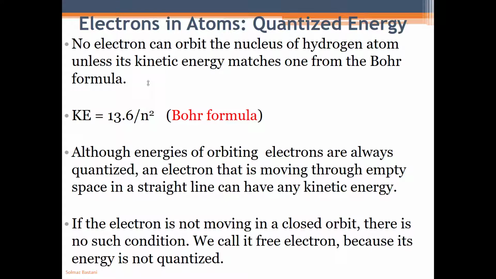So we have two types of electrons. The ones that are bound to move in an orbit around the nucleus, which can only have quantized energy because they have quantized frequency, and the ones that are moving through empty space in a line. Those moving through empty space don't have any restriction. We don't have the Bohr condition for them. So we call them free electrons because they are free. Their energy is not quantized.